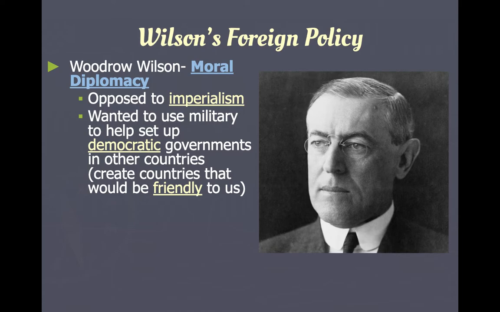Then Woodrow Wilson, he believed in what was called moral diplomacy. He basically opposed imperialism altogether, and he said that the only reason why we should use the military is to build up democratic governments in other countries. Okay, so the idea was if we build up these democratic countries, they'll be more friendly to us, and then we can build diplomacy that way. Okay, so he was more focused on just allowing those countries to have democracies.